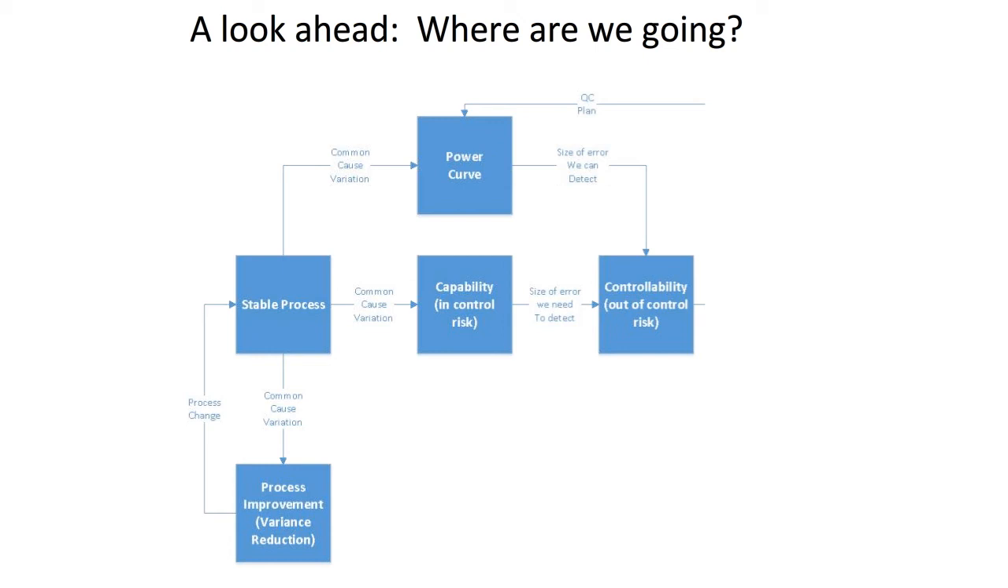And this brings us to the last piece, process improvement. We want to make changes to the process to reduce variation. And when we do this, it starts the whole process over, and we can reevaluate the QC plan, probably choose a less costly QC plan, and reduce risk to patients. We'll talk about all this in detail in future videos. But for now, this is just a preview of where we're headed.